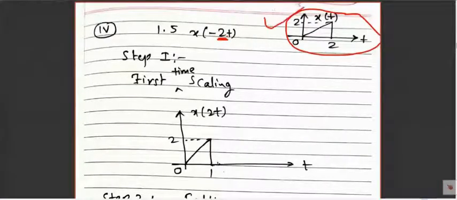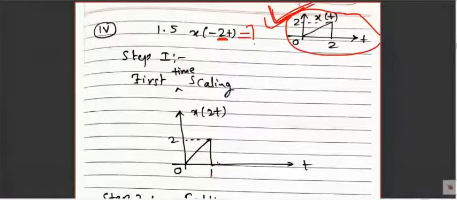This is my original signal. Here shifting is not present. We have to sketch this signal. No shifting is present here, so directly we have to do the scaling. The precedence rule is time shifting, time scaling, folding. So directly we go for the time scaling here. Factor is 2, so 0 divided by 2 is 0, 2 divided by 2 is 1.